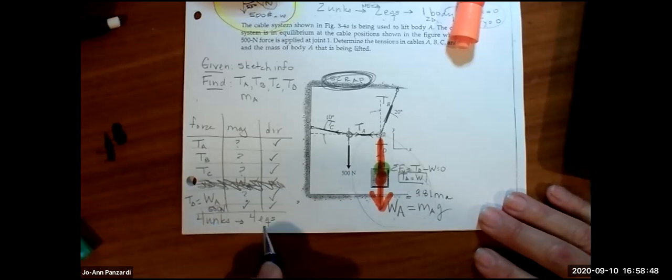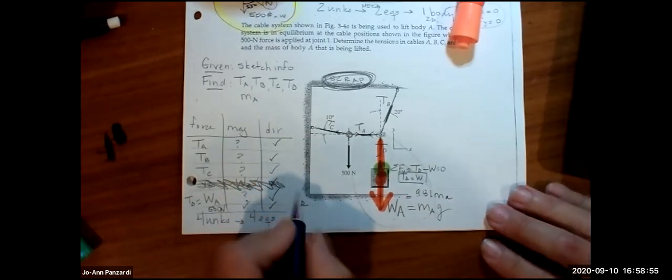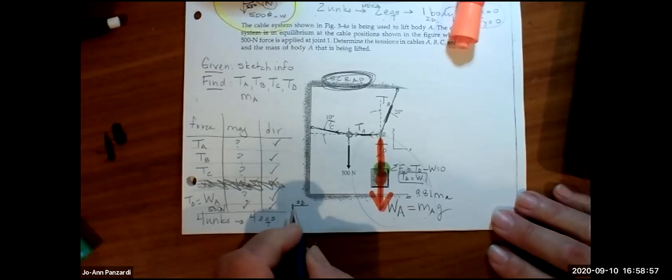Okay, so now 4 unknowns, we need 4 equations. For every 2D body, what equations do I have, Matthew?